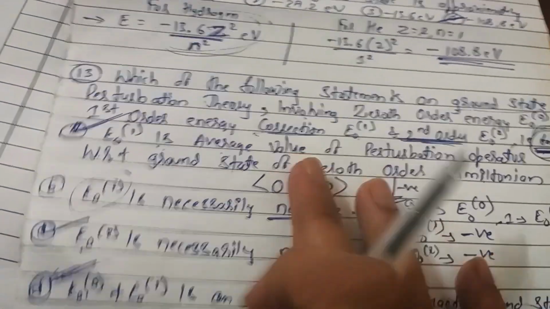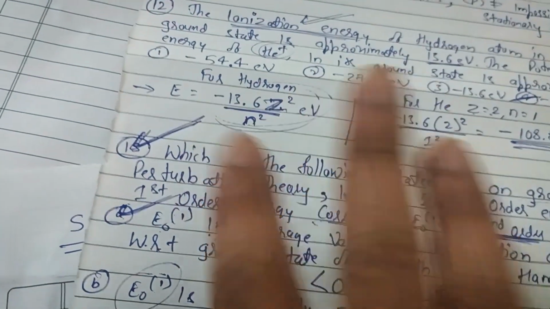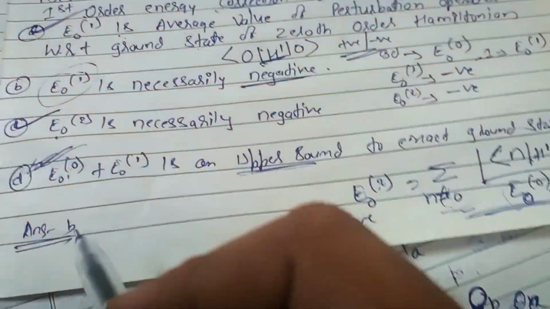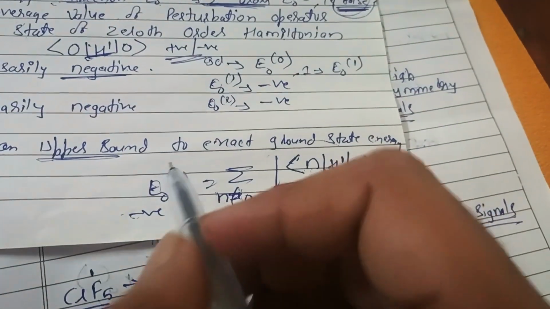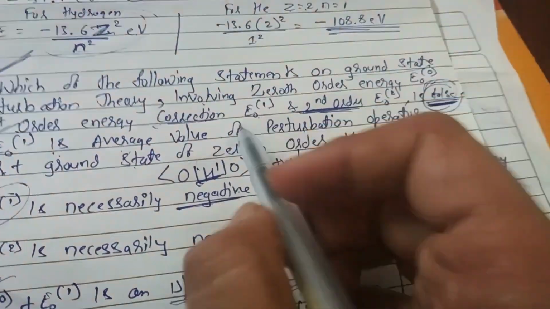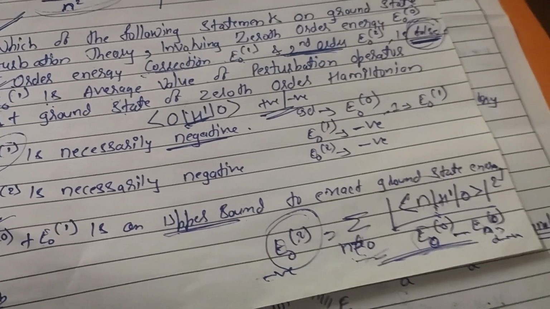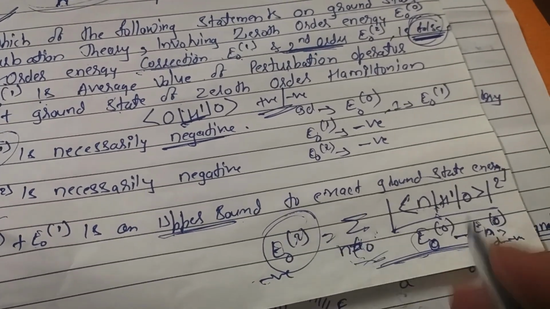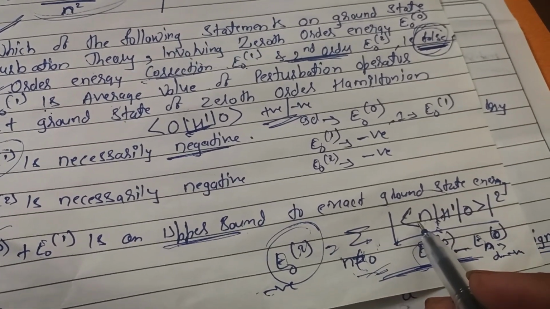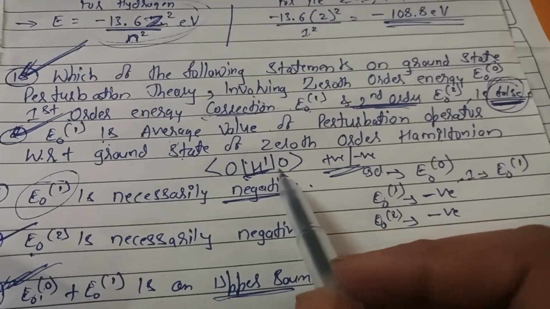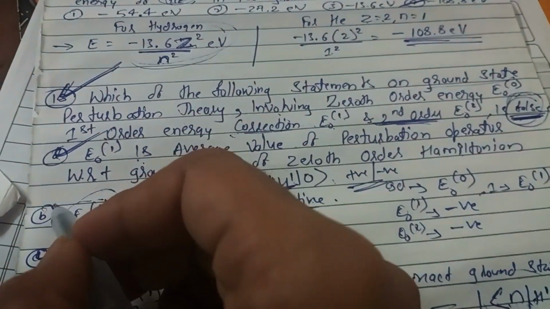Please note this question, this is a very important question, and here you can clear three concepts. Answer B is correct, since this is an important formula. This is the second order energy correction term formula, and here the denominator will always be negative, hence the whole function will be negative. Please remember this. And the other depends on H, it may be positive or negative, so that is wrong.